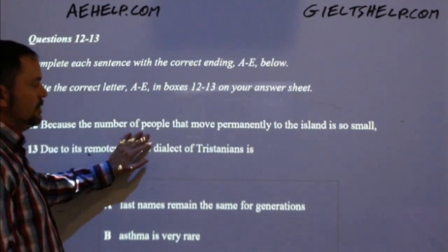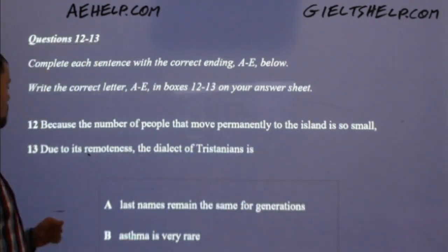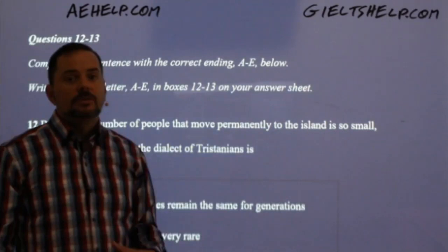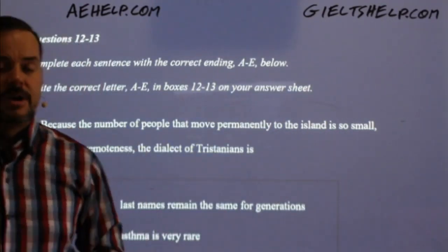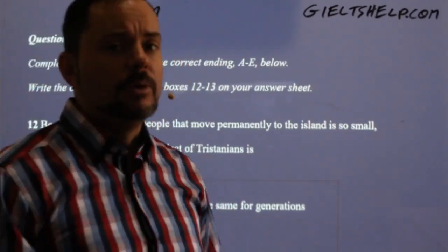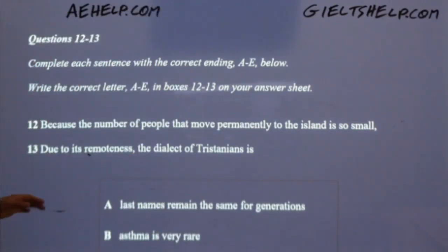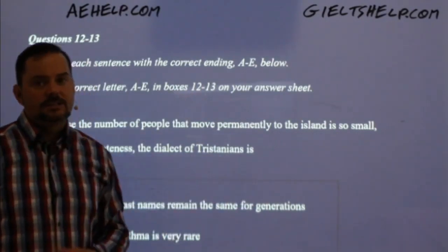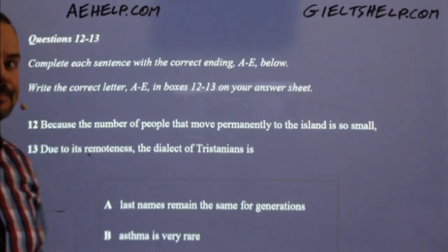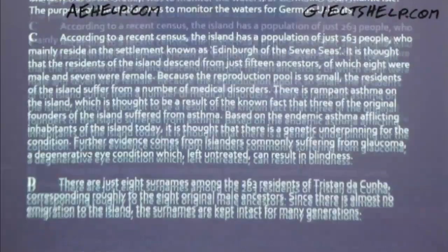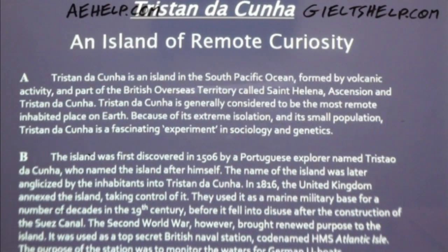Because the number of people that move permanently to the island is so small, okay, so number of people that move permanently is so small, so that gives us a hint, Hassan, that you mentioned earlier, that there's something unique about this island. There are likely not a lot of people living on this island. I think Preeti said something about that as well. So due to its remoteness, the dialect of Tristanians is, okay, so something about their language. It's fantastic. All right, great. So now we have a better idea of what's going on. So let's read, okay?